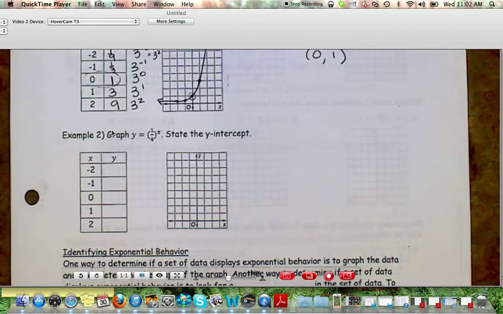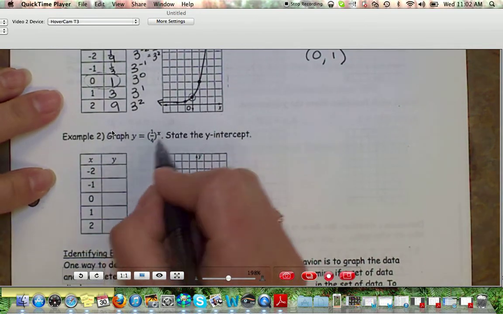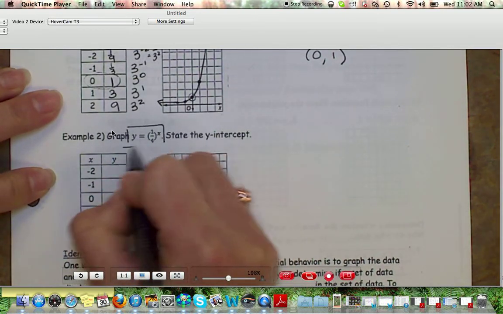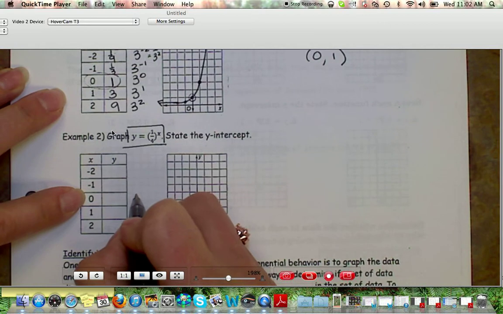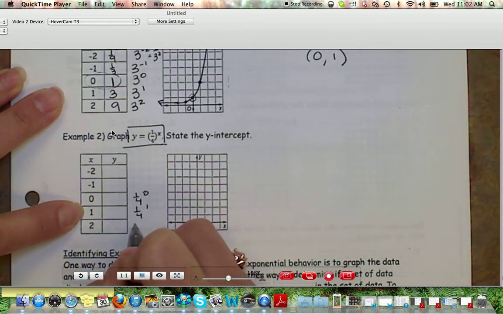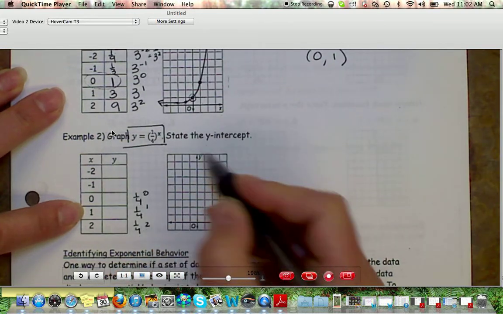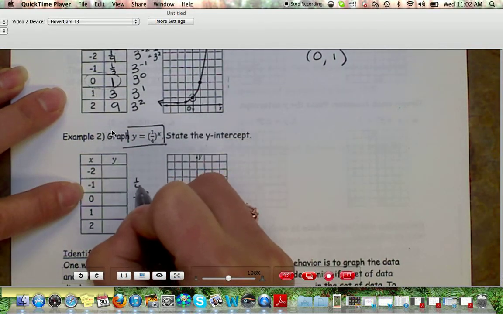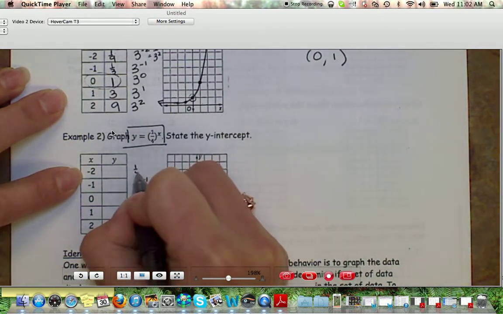We'll do the same thing for this guy. This one's a little stranger, a little more difficult. So we're doing y equals 1/4 to the x power. So 1/4 to the 0 power, 1/4 to the first power, 1/4 to the second power. Those should be pretty easy. 1/4 to the negative first, 1/4 to the negative second.